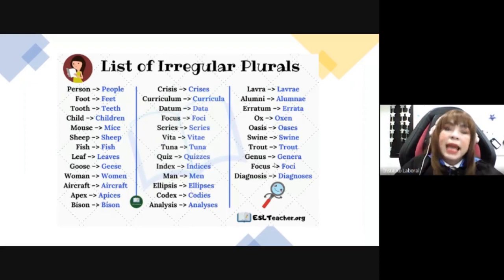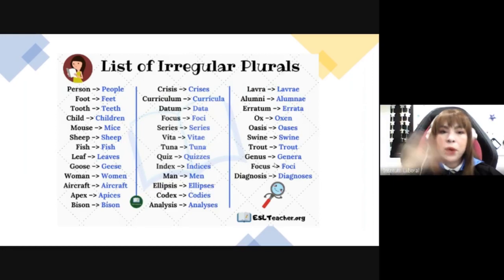Okay. The irregular plural nouns, they are many. So in here, I have an example of a short list of the most common. Okay, the singular form, person. The plural form, people. Foot, feet, tooth, teeth. Child, children. Mouse, mice. Repeat at home. Sheep, sheep. Fish, fish. Leaf, leaves. Goose, geese. Woman, women. Aircraft, aircraft. It's the same word in singular and in plural.